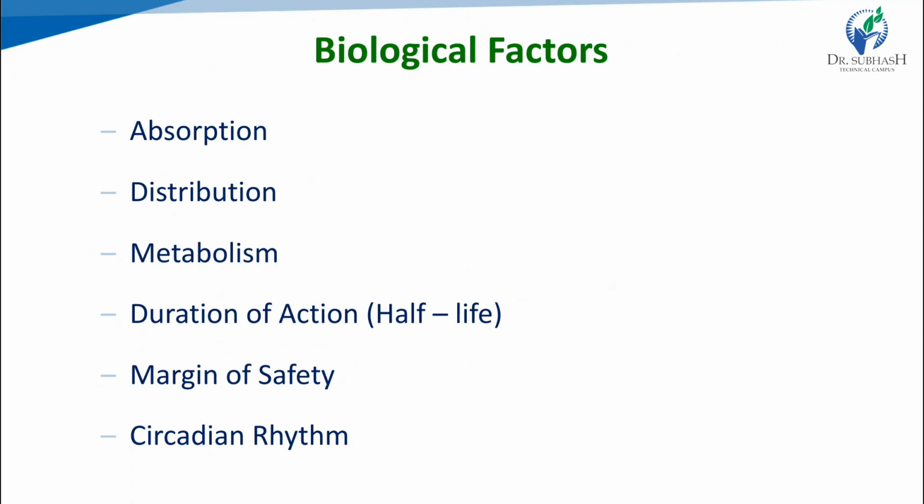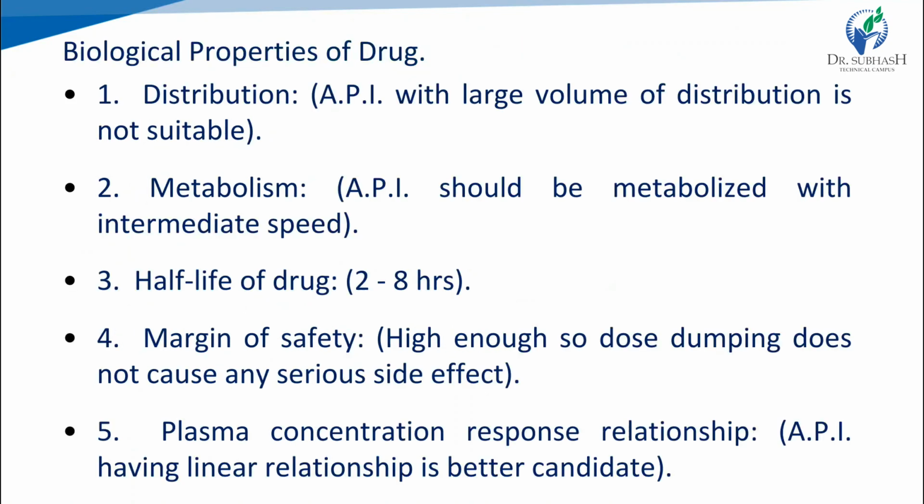Then the biological factors: absorption, distribution, metabolism, half-life, duration of action, margin of safety, and circadian rhythms. For absorption, the drug has to be absorbed throughout the GI tract. That is a required criterion. The drug released in the stomach or intestine should be absorbed by passive diffusion. So that criterion is required.